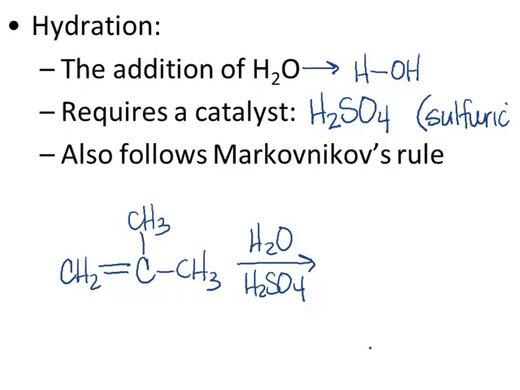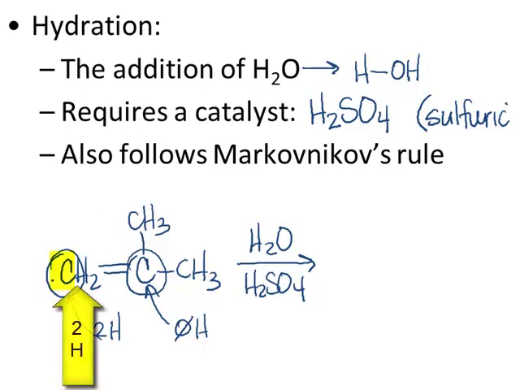Again, there's 2 possible products, but the Markovnikov product, or the major product, is usually the only one we'll write. Looking at my 2 carbons, the carbon on the left side has 2 hydrogen attached to it, whereas the carbon on the right side has no hydrogen attached to it. That means I'm going to attach the hydrogen from the H2O to the carbon on the left side of the molecule. The result is this.